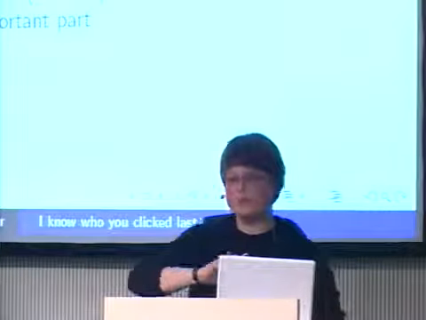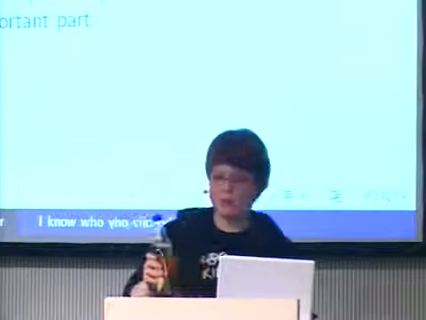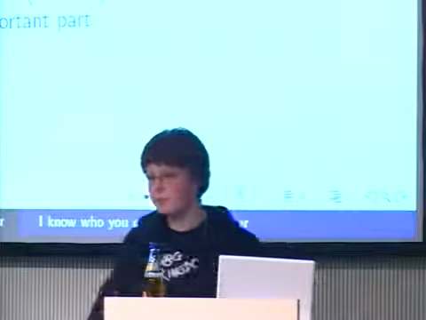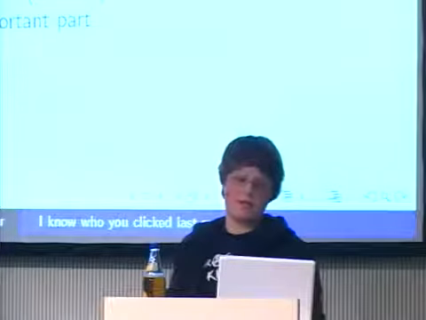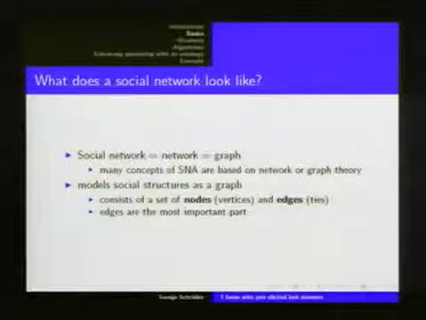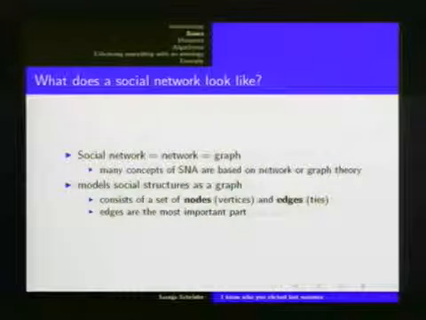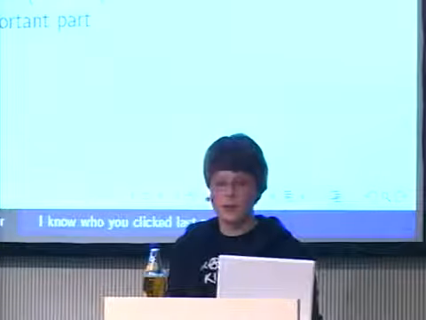Okay, let's come to the basics. What does a social network look like? That's very easy, because a social network is a graph. Many concepts of social network analysis are based on network or graph theory, but the point is to get the right interpretation. Social structures are modeled as a graph, and this graph consists, of course, of a set of nodes and a set of edges.